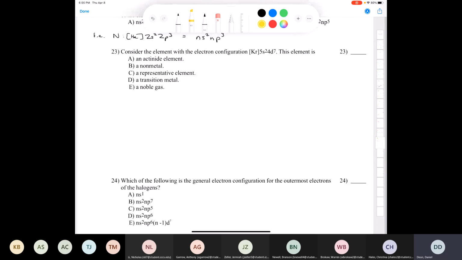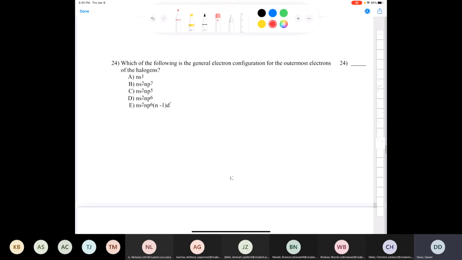Question number 23, consider the element with the electron configuration krypton, 4s2, 4d7. So krypton is element number 36. It says this element is, well, if it ends at 4d7, right, if it ends in the D block, this must be a transition metal. All right, so there we go. This is a transition metal.